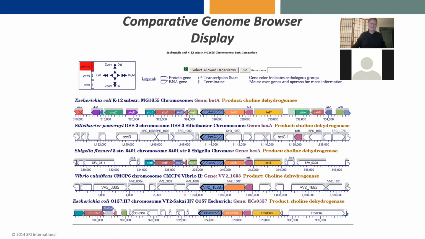So here's an example of the comparative genome display. We're looking at a gene called BETA, and as you can see, it's hashed, and the colors indicate not operons as they do in the regular genome browser, but orthologs. I'm sorry, they're not operons, they're orthologs.